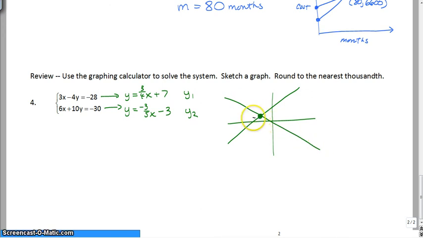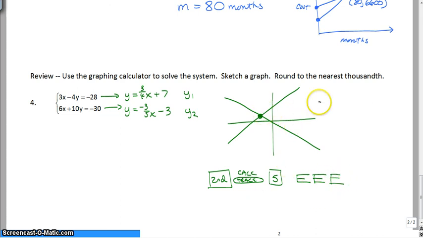How do you do that? After you graph, you press the second button, and then you press the trace button, which is going to say calc above it. And then you press number 5, which is the intersect, and then you just press enter 3 times. So enter, enter, enter. And the calculator is going to tell you that the answer is negative 7.407, comma 1.444. Now, that is the answer to your system.